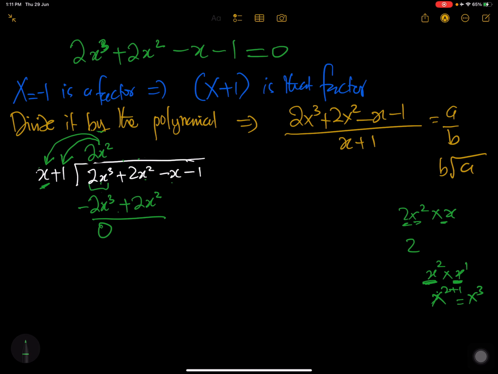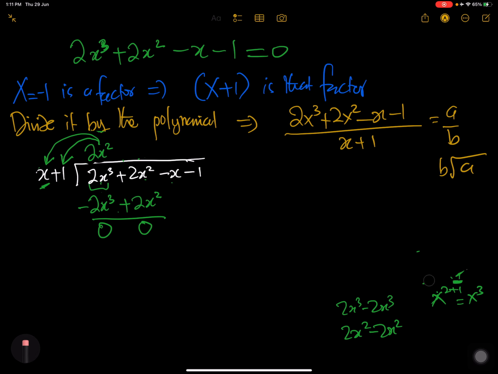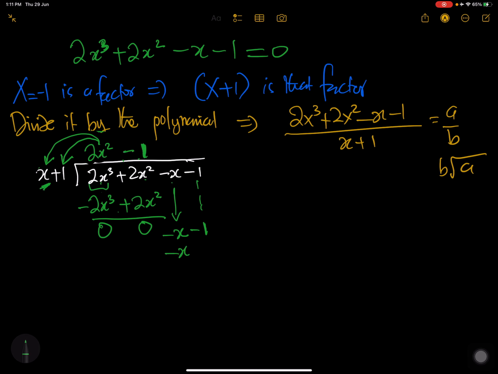And then this and this is also going to give us 0, because we have 2x cubed minus 2x cubed, and then we also have 2x squared minus 2x squared. All brings us to 0. Now this is where we are going to drop the minus x, and then we're also going to drop the negative 1 here. And now, what do we multiply by x to get negative x? It's minus 1. So minus 1 times x gives us minus x, and minus 1 times plus 1 will give you minus 1, and we get negative x.